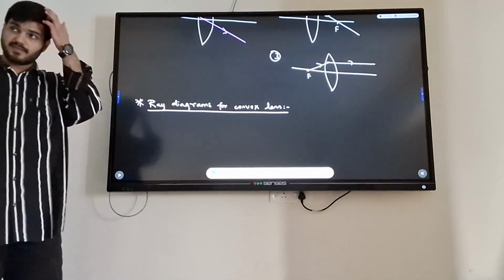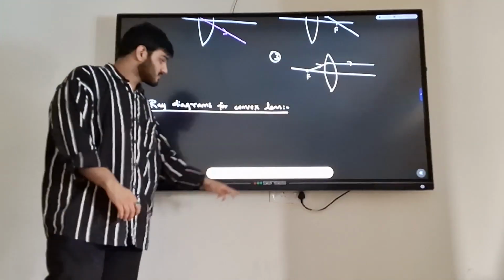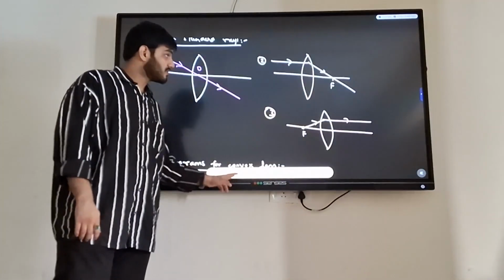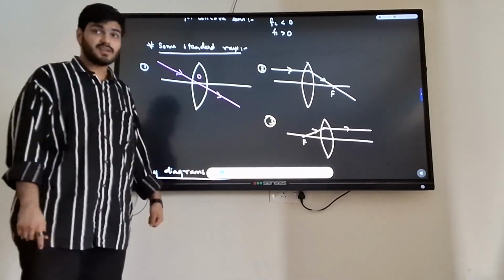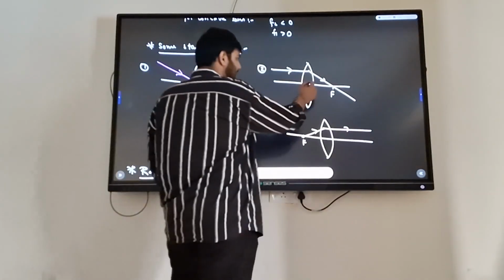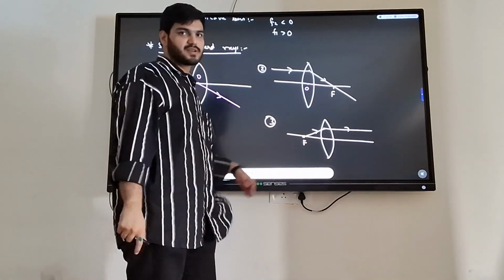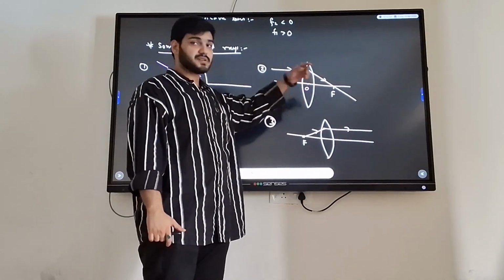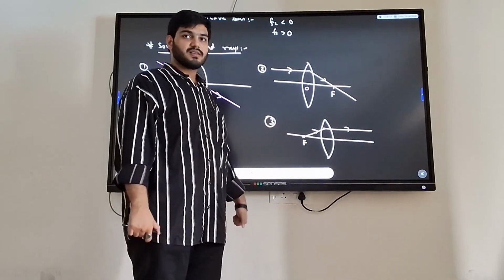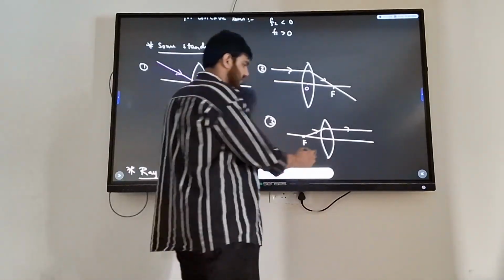Convex lens. For convex lens, let's try. What are you saying? This is the optical center. Here you don't say pole, rather optical center. This is the focus. What is the problem? Optical center. And you can make the same thing here as well.